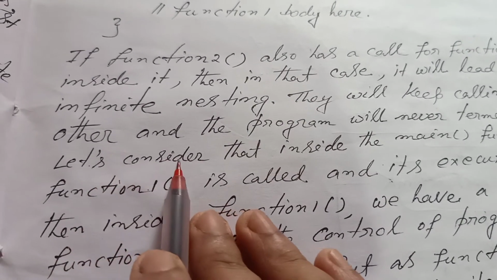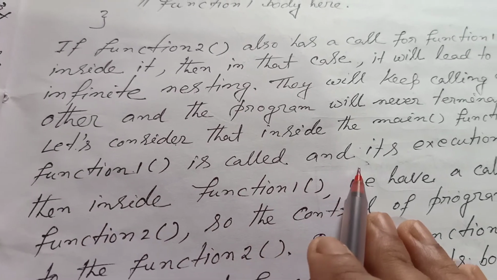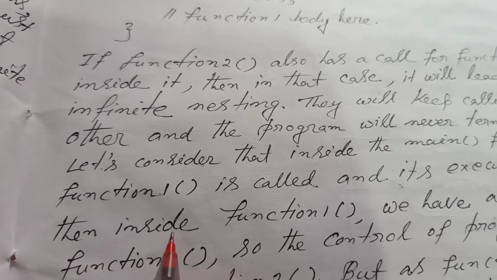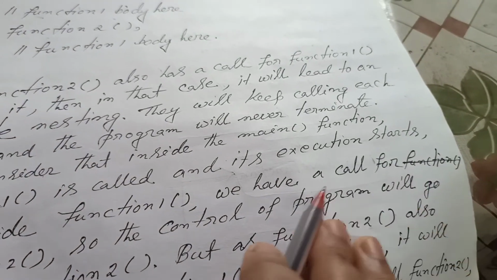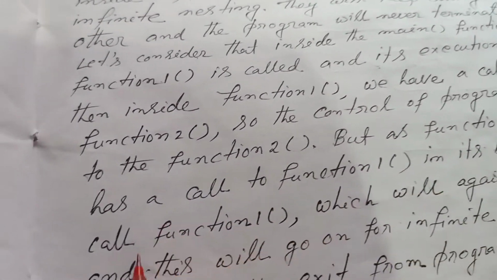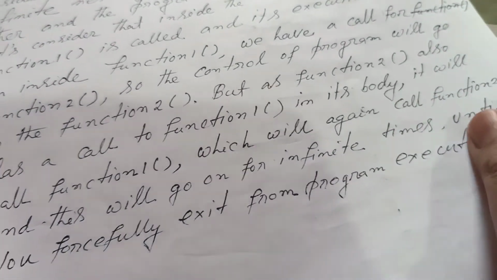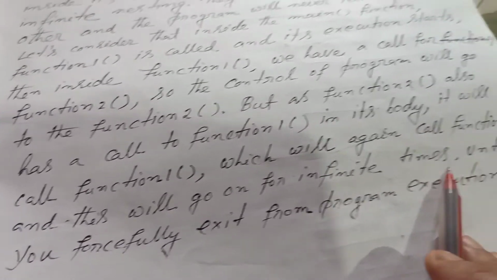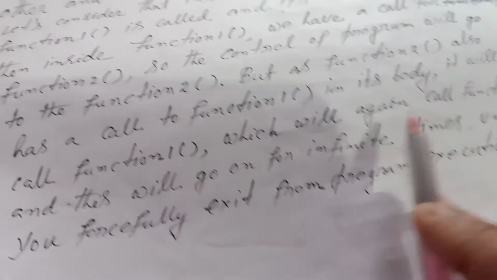Let's consider that inside the main function, function 1 is called and its execution starts. Then inside function 1 we have a call for function 2, but as function 2 also calls function 1, which will again call function 2, this will go on infinite times, until you forcefully exit from the execution.